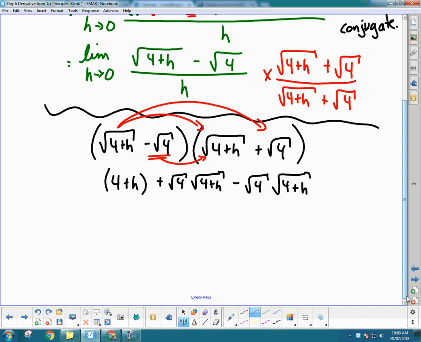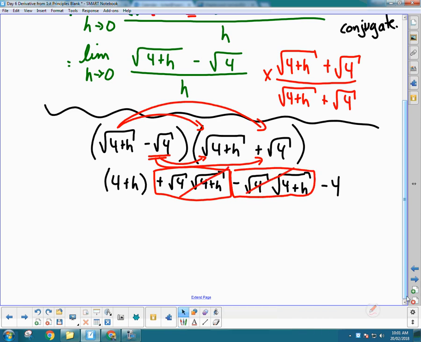And then the last step is negative root 4 times positive root 4. Well, again, just like that root 3 example, when you do root 4 times root 4, you're just left with 4, or negative 4. Why is this significant? Well, because I multiplied by the same thing but with the opposite sign, it produced a positive thing here, and then the exact negative thing right here. And those are going to cancel. And I'll be left with something much more manageable, 4 plus h, and then minus 4.